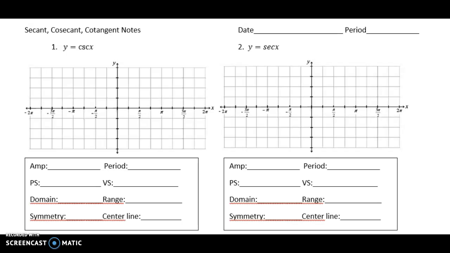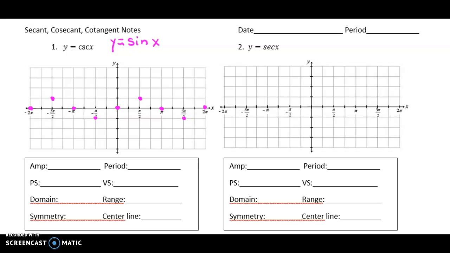Hi guys, now that we have graphed sine, cosine, and tangent, we are going to graph the reciprocal functions. Sine's reciprocal function is cosecant. So in order to graph cosecant, we're going to graph sine first. We know that sine starts at the origin, and every 90 degrees we have a new point. So we have a pattern, and we can go backwards with that pattern.